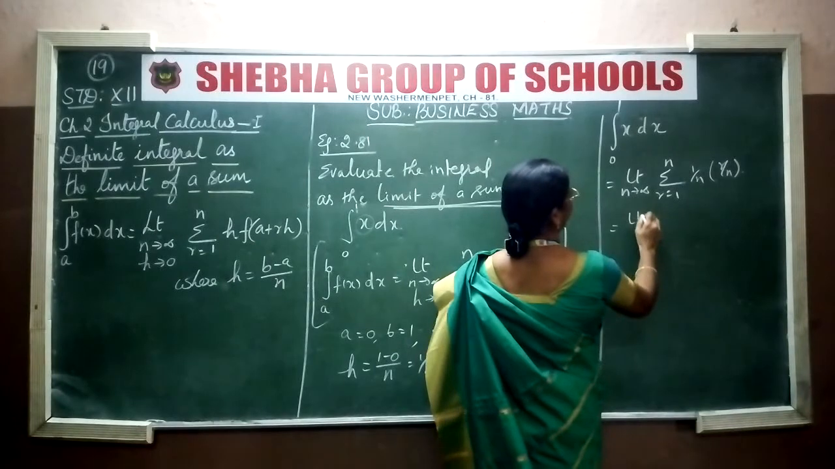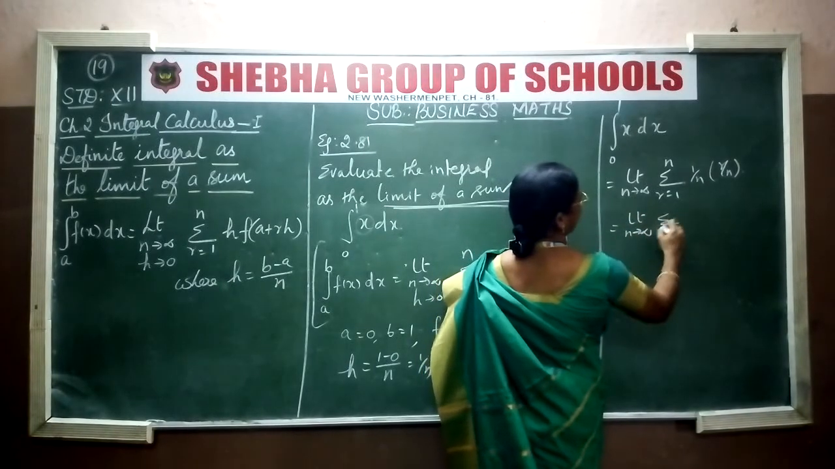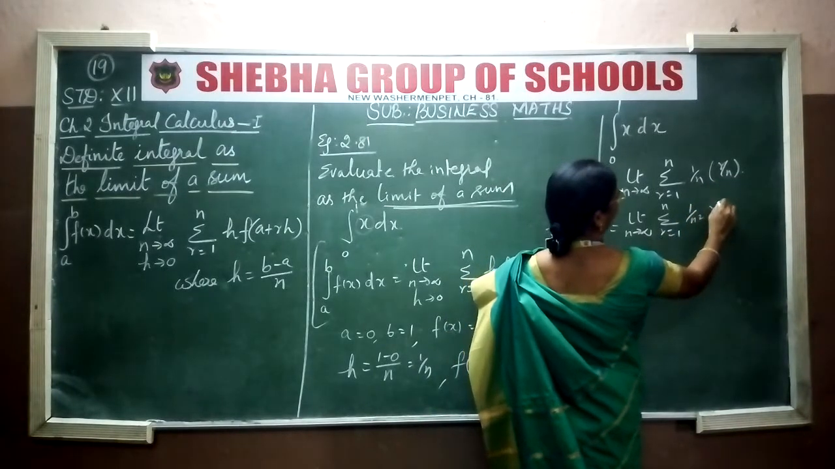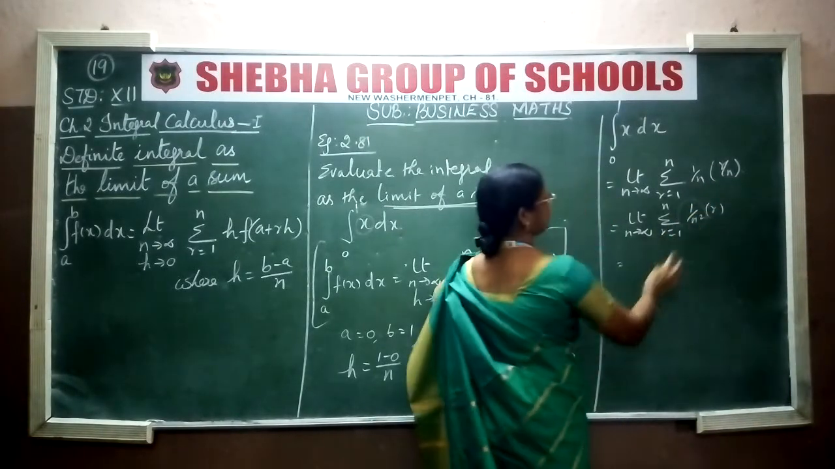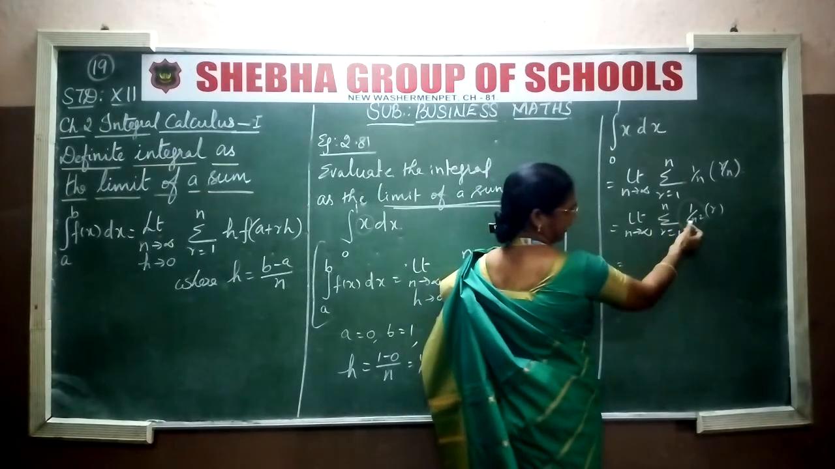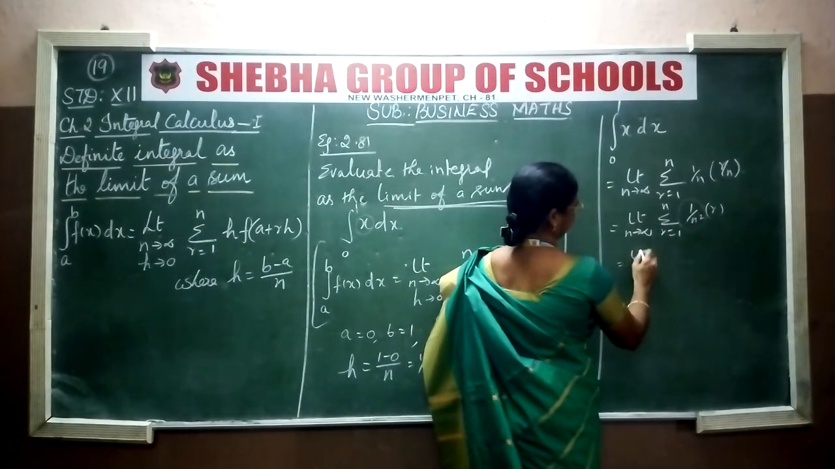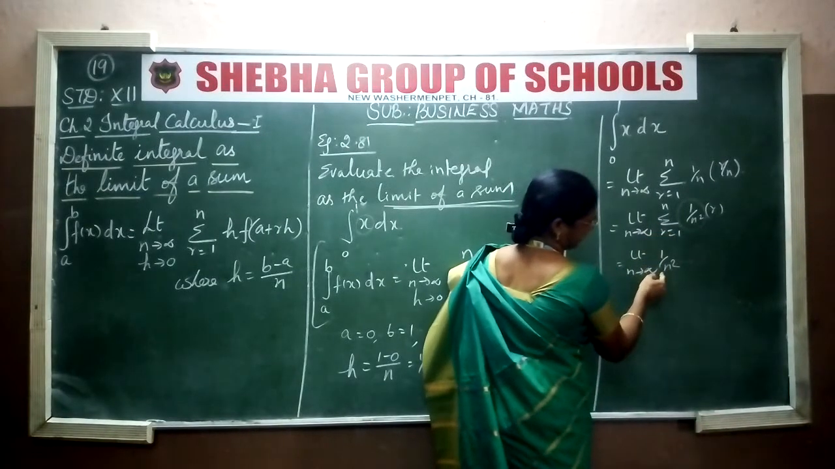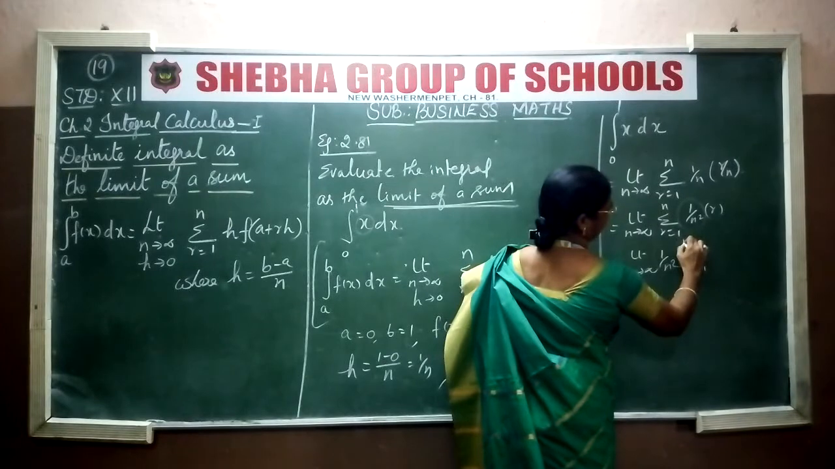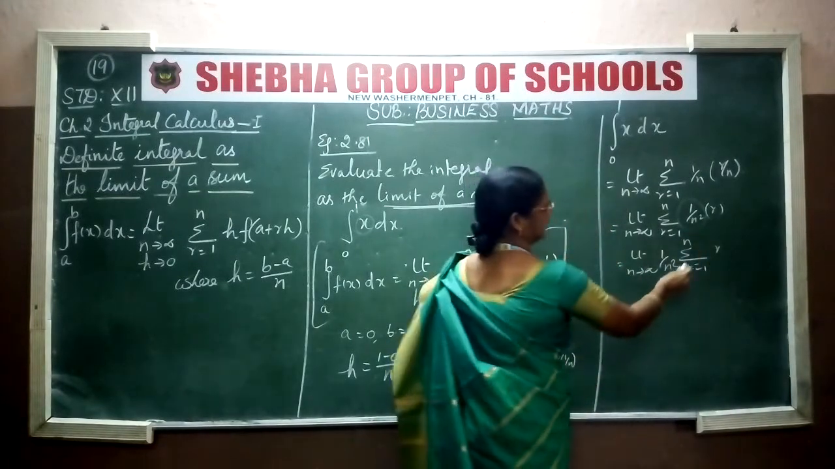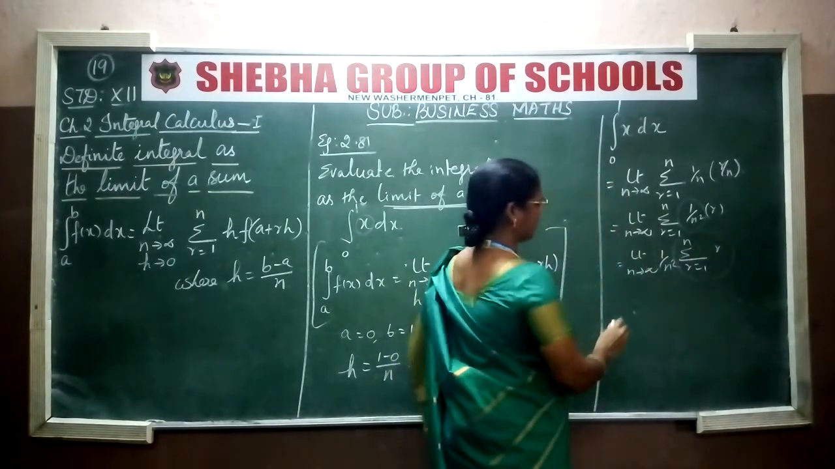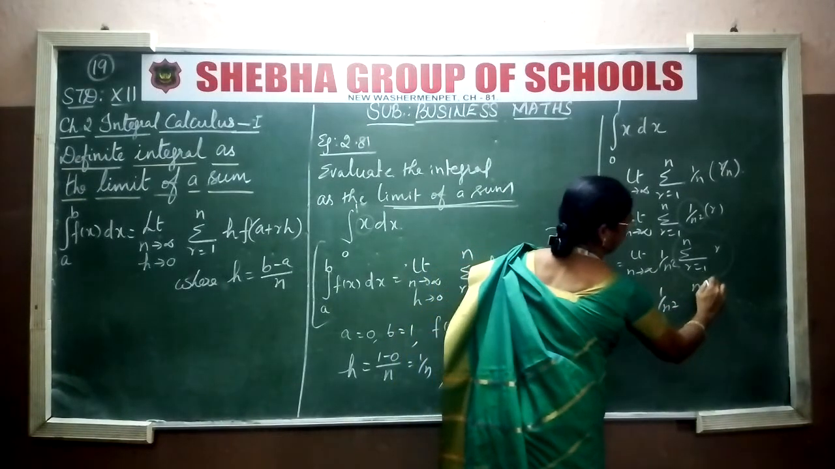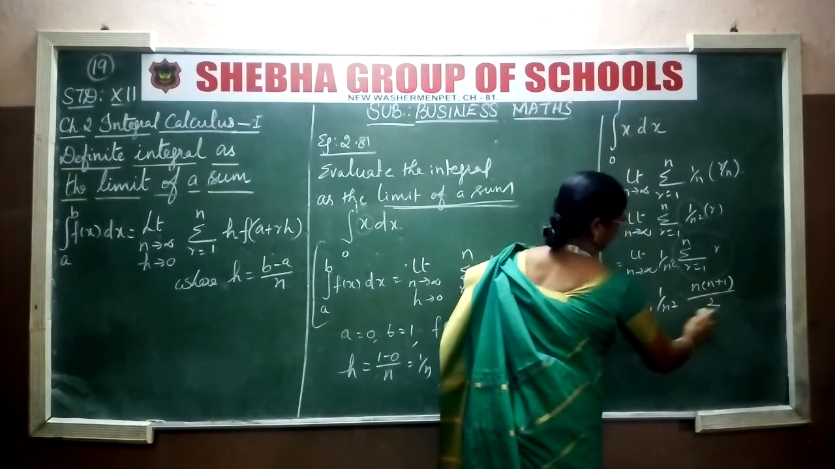Okay, is equal to limit n tends to infinity, sigma r equal to 1 to n, 1 by n square into r. So this is constant of r. Independent of r, we can take this outside of this summation, that is 1 by n square into sigma r equal to 1 to n of r. What is the formula for this? Sigma r is n into n plus 1 by 2.